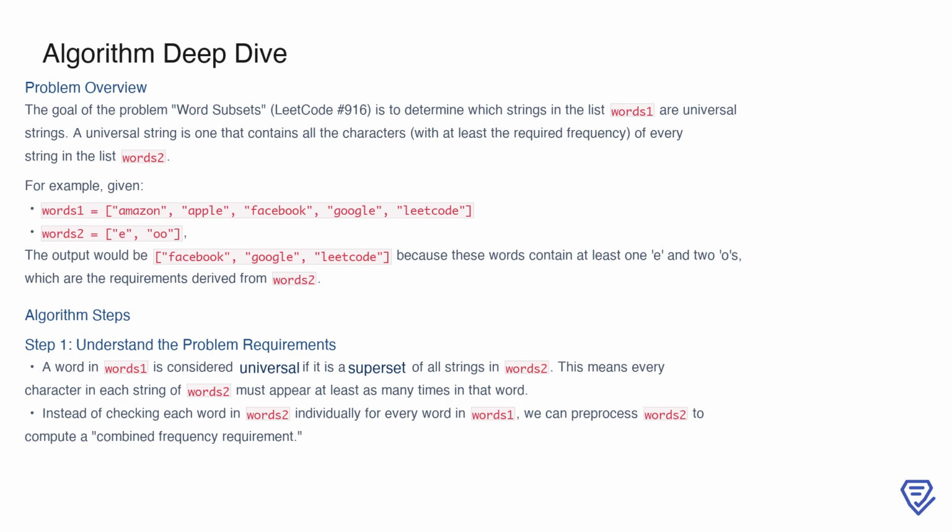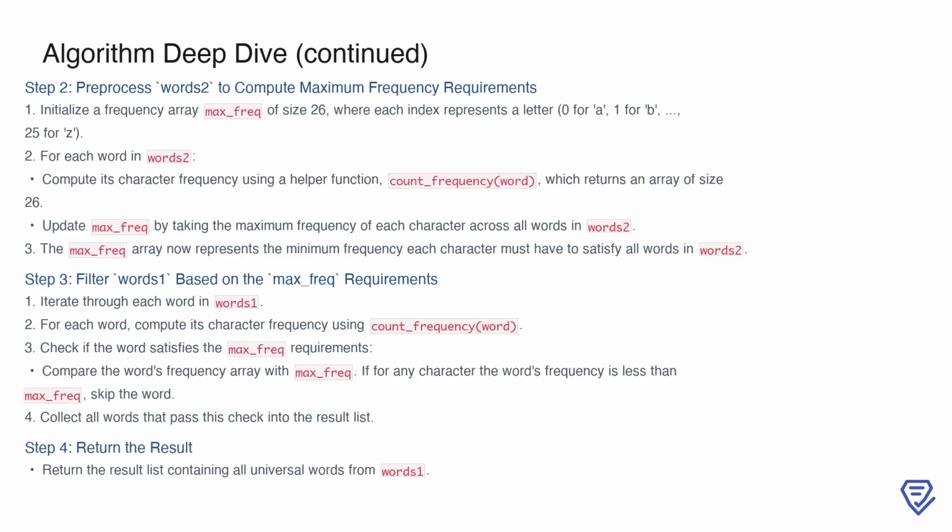Instead of performing this check for every pair of strings, we can pre-process words 2 to compute a combined frequency requirement for all its strings, which simplifies the process significantly. To pre-process the words 2 list, we compute a combined frequency requirement across all its words. First, we create a max_frequency array of size 26 to represent the maximum frequency required for each letter from A to Z.